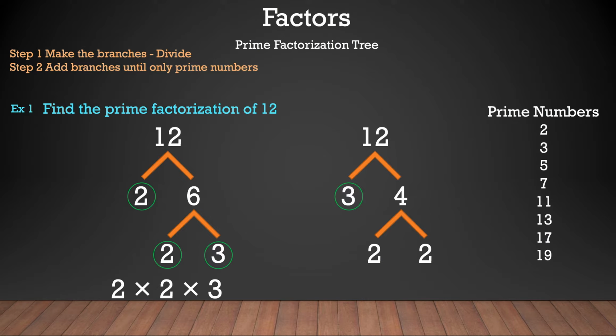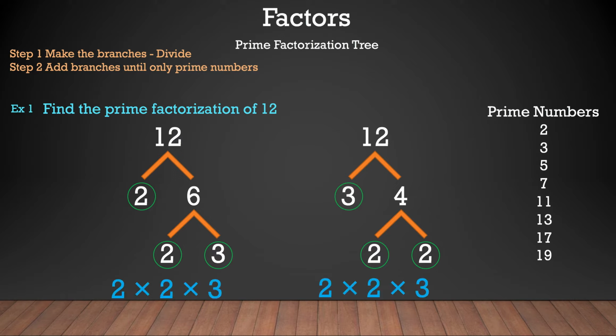You're only going to make your tree longer. Okay, so now we're going to go ahead and circle the prime numbers. And since both are 2, therefore both are prime numbers. And now we're going to go ahead and write the prime factorization of those numbers, which is 2 times 2 times 3. And that is your answer.